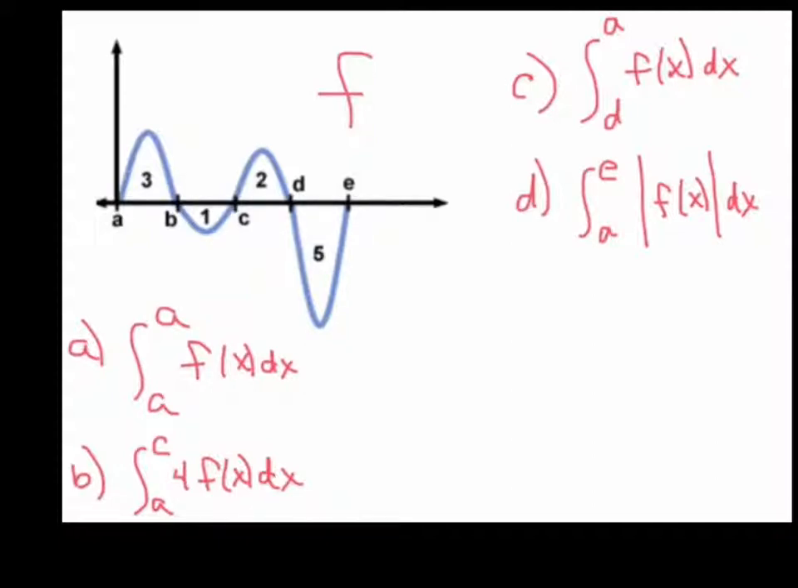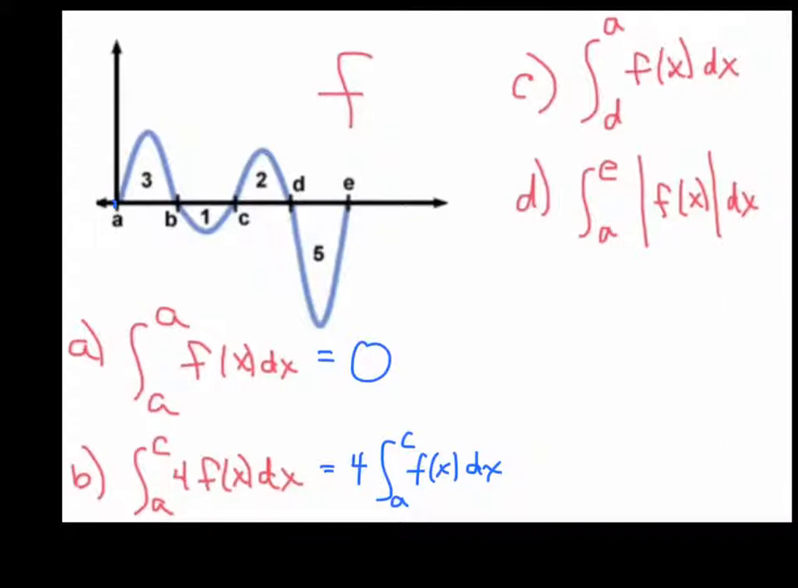So the integral from a to a of f of x dx is, well, what do we just say? If I went from a to a, there is no area covered, it's 0. Okay, the next one, the integral from a to c of 4 times f of x dx. Well, first of all, I'm going to pull that constant out. So I have 4 times the integral from a to c of f of x dx.